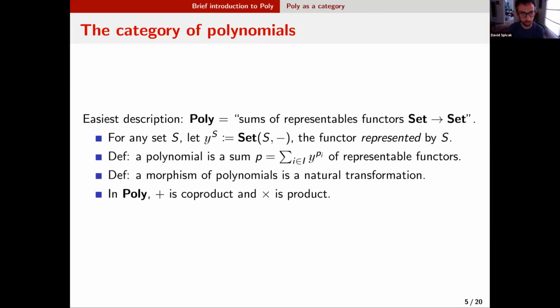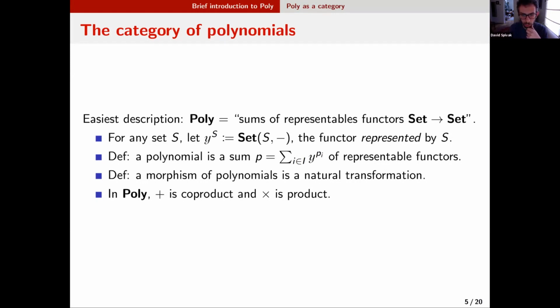Okay, so categorically, the easiest description of poly is that it's sums of representable functors from set to set. So for any set S, let y to the power S denote the functor that takes any set and returns the set of functions from S to that set. That's called the functor represented by S. The Y there stands for Yoneda, because this is the Yoneda embedding, where that S is functorial in S.